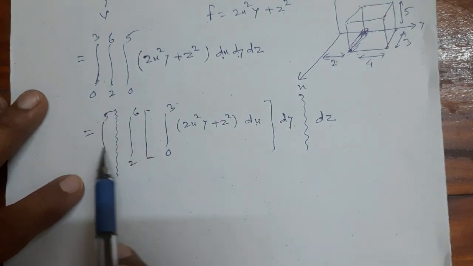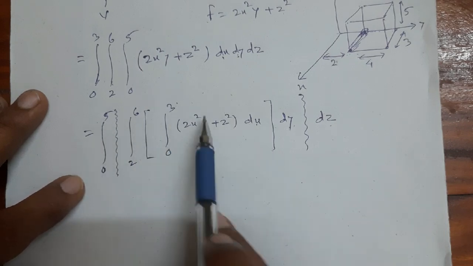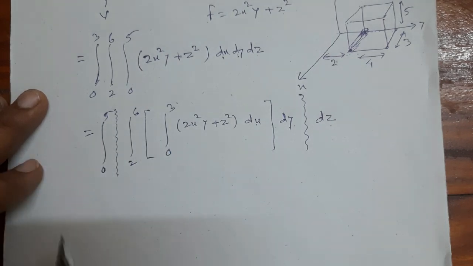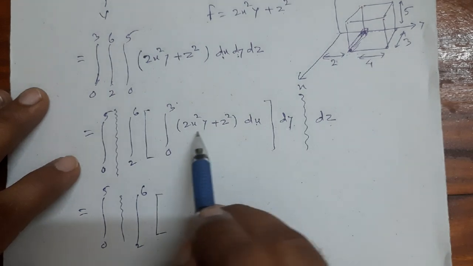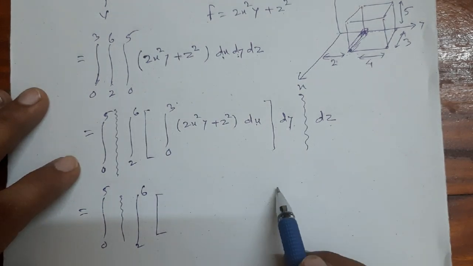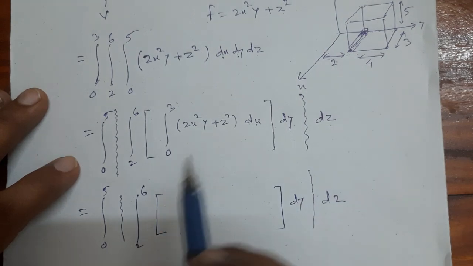See, I have reversed the order. It is 0 to 5 first, then 2 to 6, and because I am using the brackets, correct? Therefore, I will keep it as it is: integration 0 to 5, then the bracket, integration 2 to 6, then the bracket, and I will have to solve this integration, correct? Here I will write dy and here dz.